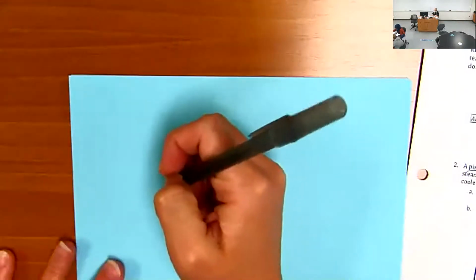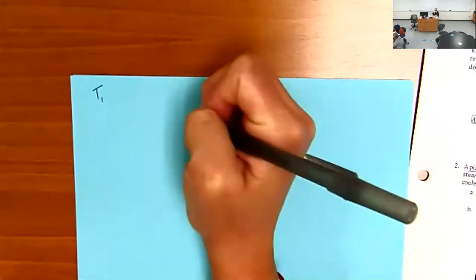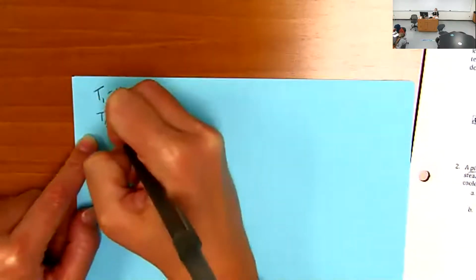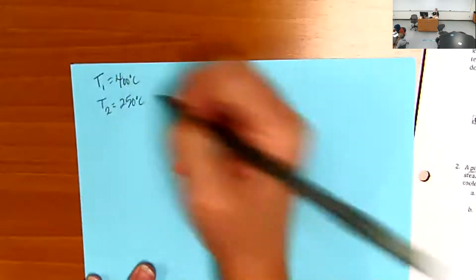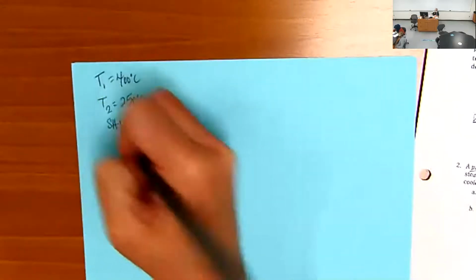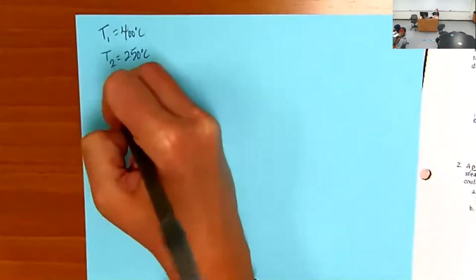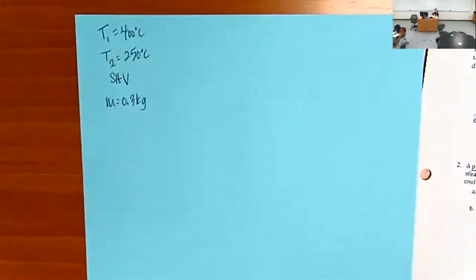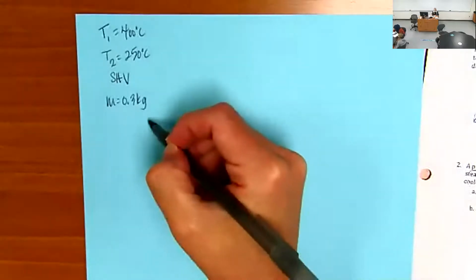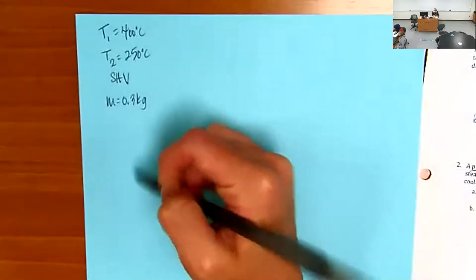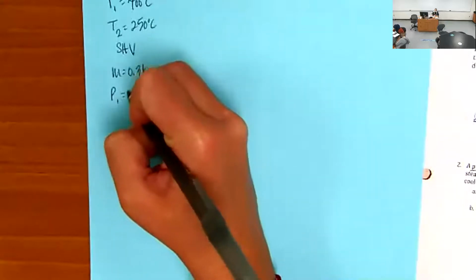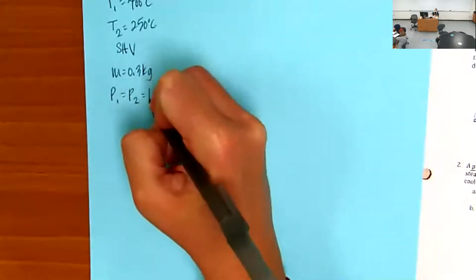Okay, so getting started, one of the main things that we know is our temperature at point one is going to be 400 degrees Celsius. Our temperature at point two is going to be 250 degrees Celsius. We know that we are a superheated vapor the whole time. We know that our mass is going to be 0.3 kilograms. Since this is a piston cylinder device that's pretty much closed, we're going to assume that there's no real mass change. So we're going to say that this is our mass for our system, not just our mass at point one. And then we know our pressure at point one is going to be equal to our pressure at point two, which is 1 megapascal.